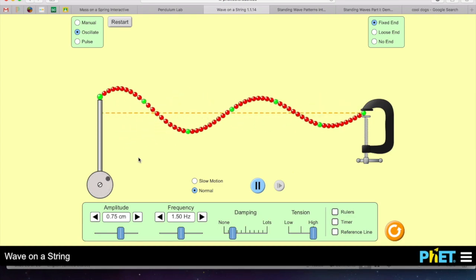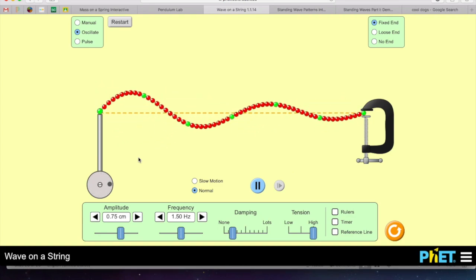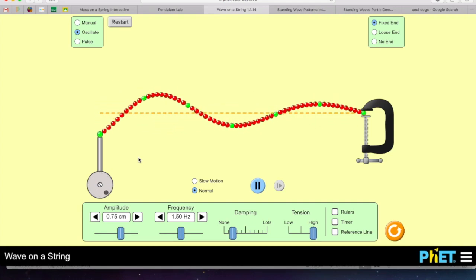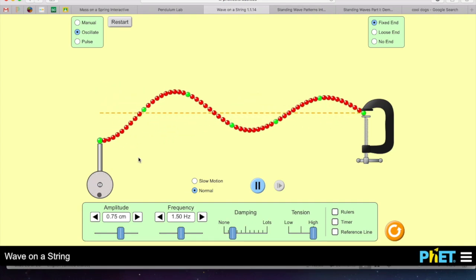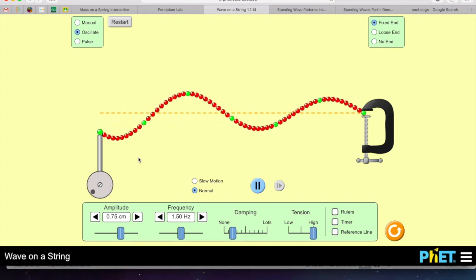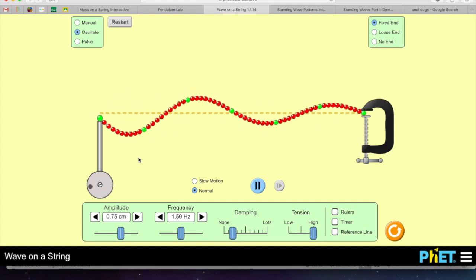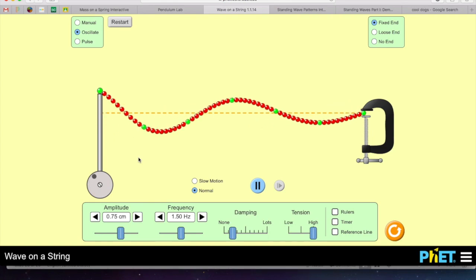What do all these things have in common? All of these systems have particles which are oscillating. To oscillate basically means to move back and forth in a rhythmic motion with a pattern.